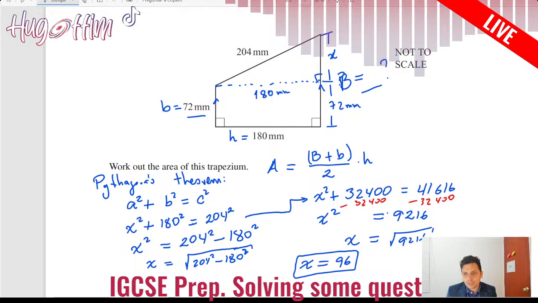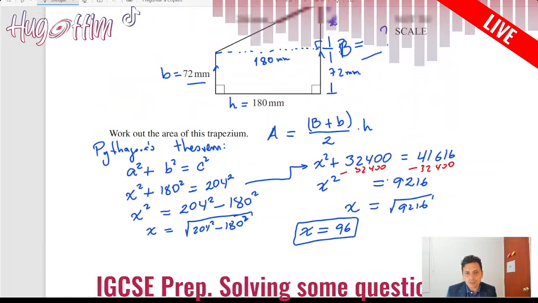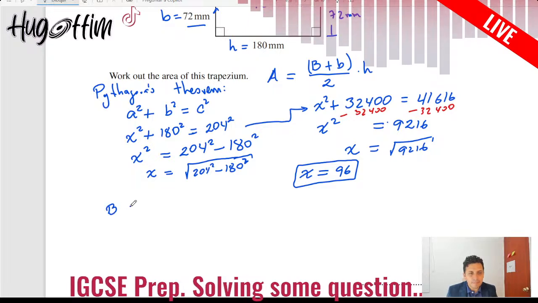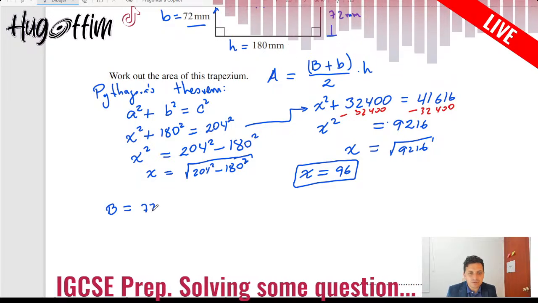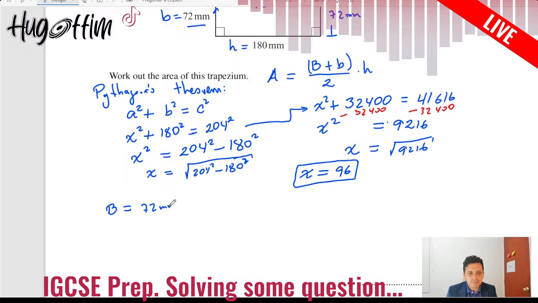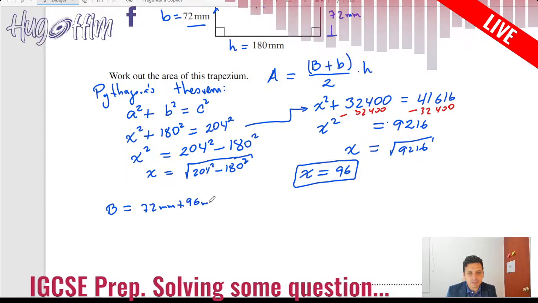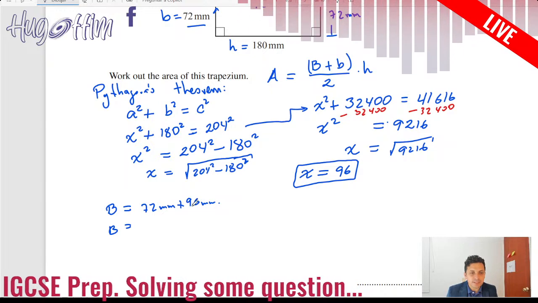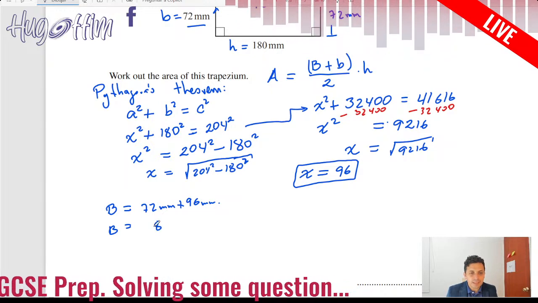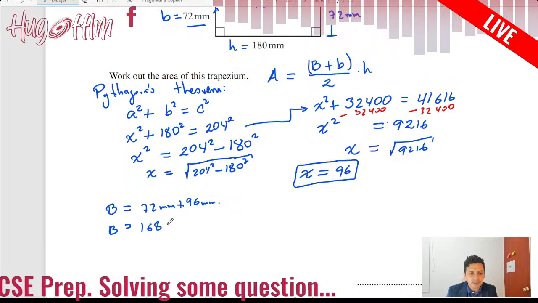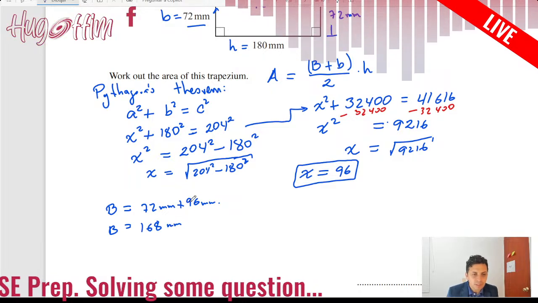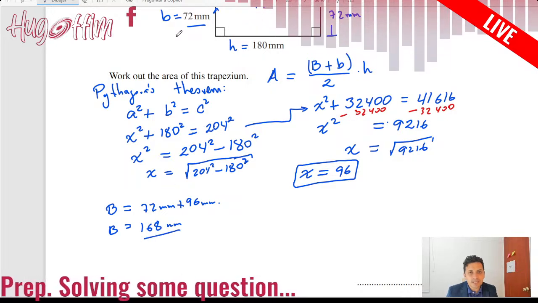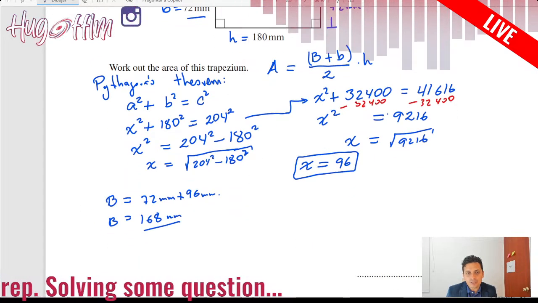Okay, so this distance is 96. So if this distance is 96, I just need to apply that the major base is 72 millimeters plus 96 millimeters. So the major base is 168 millimeters. So I have the major base 168 and I have the other values here of my trapezium.